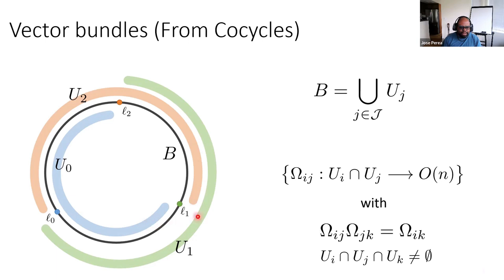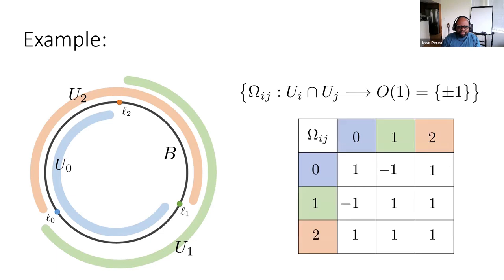So imagine that you have a topological space B, and you have a covering of open sets U_j. The data we're going to use to build vector bundles is what is called a cocycle. What it is, is a collection of continuous functions, omega_ij, from each non-empty intersection U_i ∩ U_j to the orthogonal group of n by n matrices. And they satisfy the following equation: omega_ij times omega_jk is equal to omega_ik on non-empty triple intersections. So this is what is called the cocycle condition. And again, it's going to be super, super important in a moment. So here's the example.